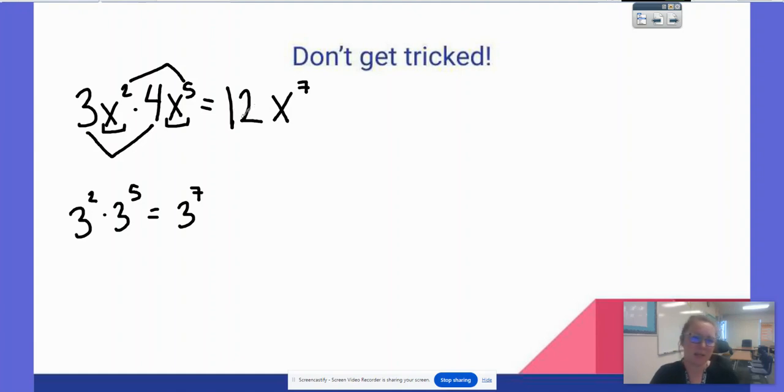Notice how on our first example, the 3 and the 4 are multiplied together and it changes. That's because it's not the base. But in our second example, this is the base. So because it is the base, it is going to be in our final answer also. 3 stays the same. So don't get tricked by that.